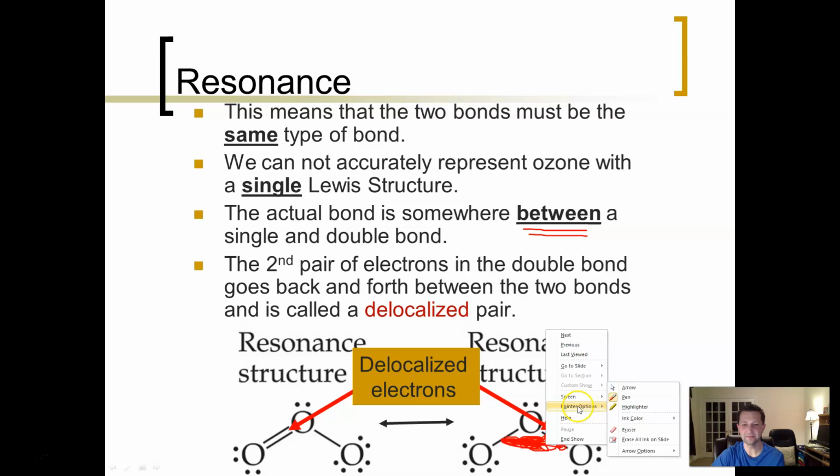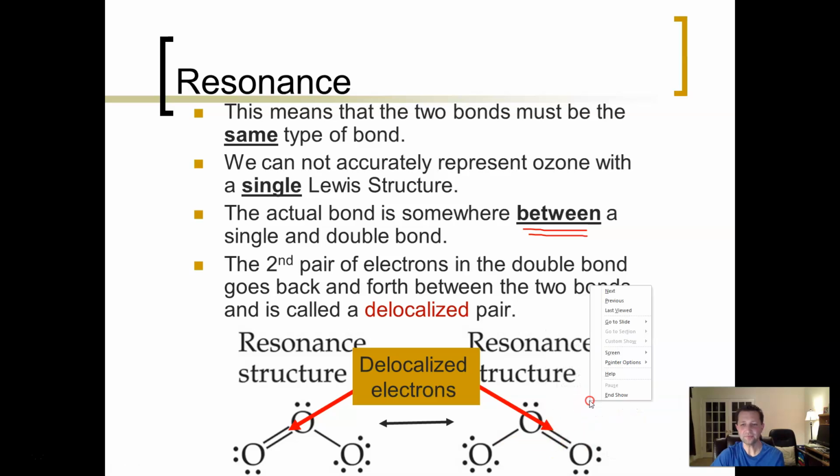Okay, let me get rid of that mess here. This is kind of interesting because in reality, we don't really have a double bond and a single bond. We have something between that. So what type of bond do you think we really have here? Well, if you want to think of it as a 1.5 bond, not a single bond, not a double bond, but the average of that, a 1.5 bond.